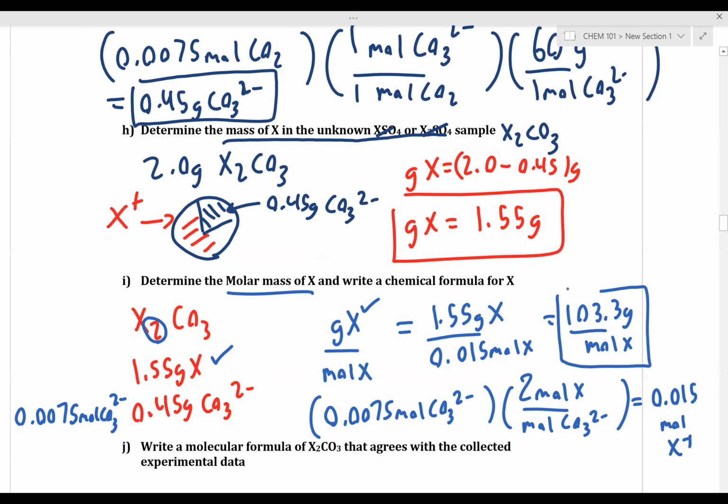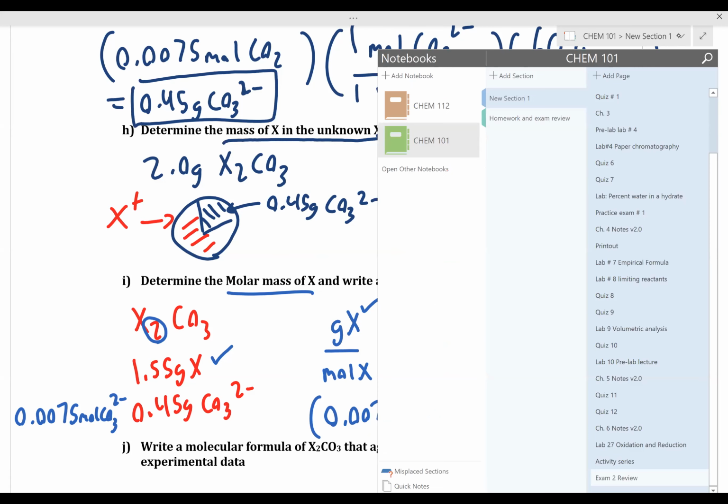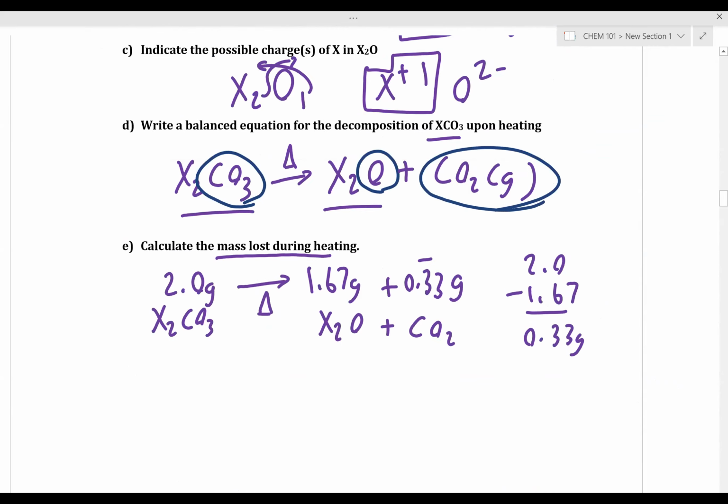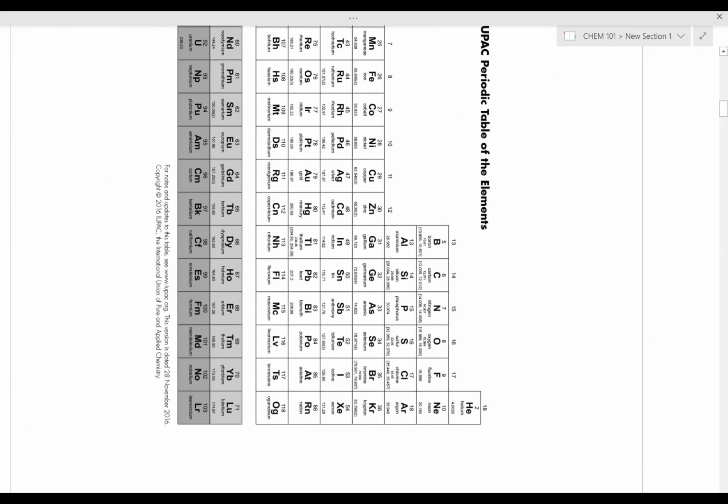Now let's take a look at our periodic table. Let's zoom in on our periodic table and let's try and find what element in the periodic table has a mass close to 103. Let's go all the way up to our periodic table and let's do some searching. So what element in our periodic table has a mass close to 103? What was that? Rhodium, yep, that would be a reasonable response.